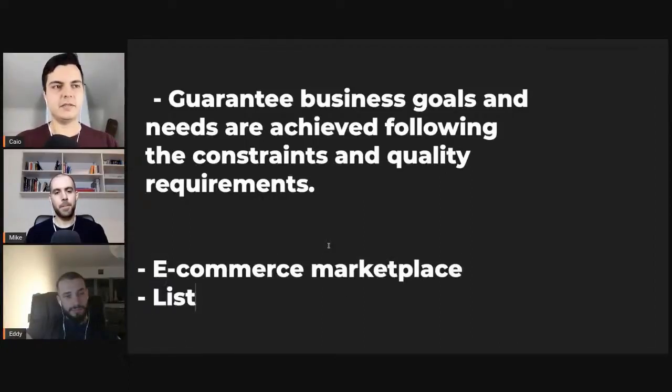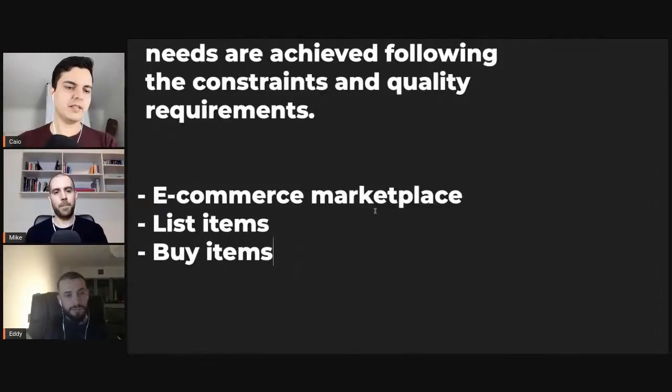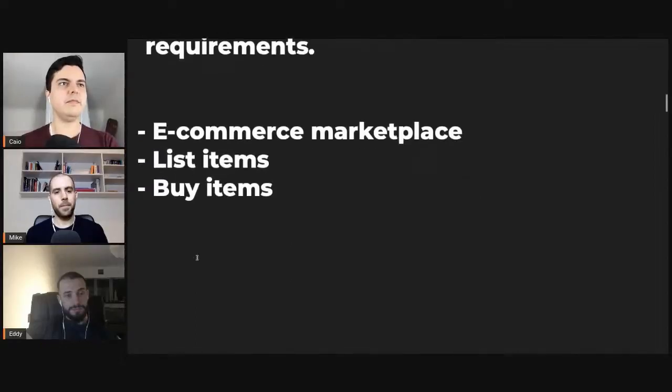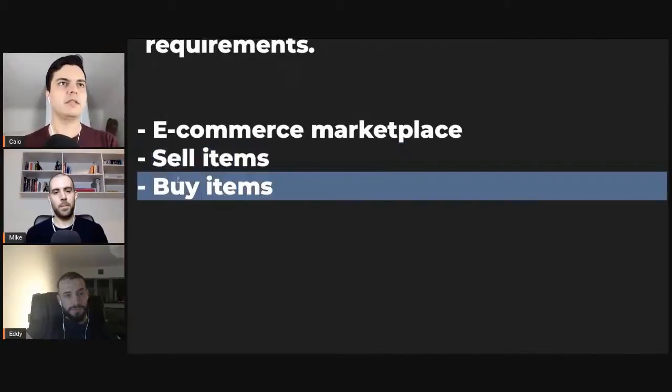You can list items. You can buy items from other sellers, right? So you are both a seller and a buyer. Yeah. So this is a marketplace now. Okay. So we have more information now. Yeah. You can list items or sell items, and you can buy items.